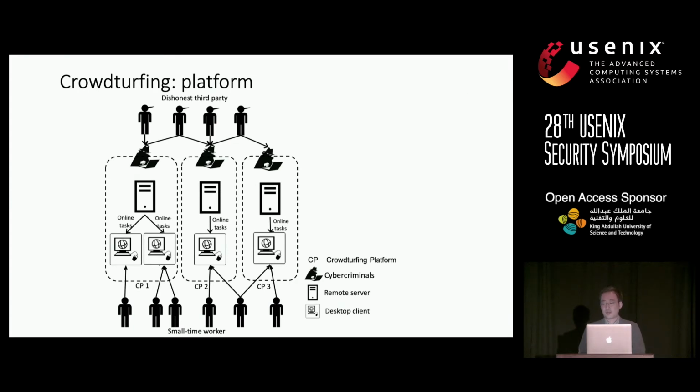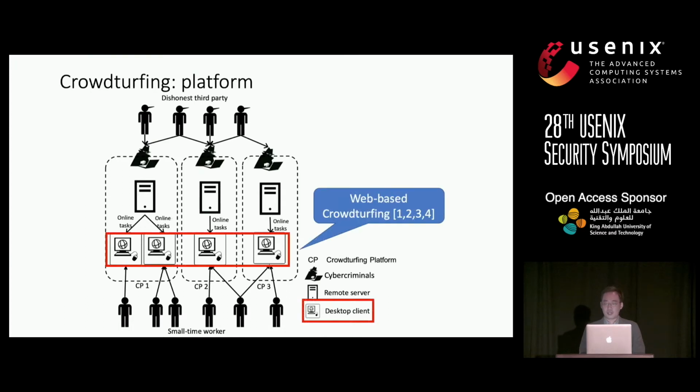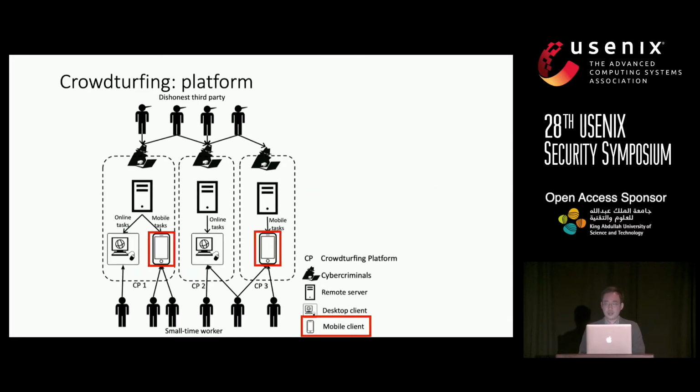Crowdturfing is supported by a crowdturfing platform, which consists of a server and a client, as shown in the figure. As mentioned, cyber criminals take requests from the dishonest third parties and push tasks to clients, which are further executed by small-time workers. Prior research has studied web-based crowdturfing, which only utilizes desktop clients. However, we are the first to study mobile client-based crowdturfing, to the best of our knowledge.